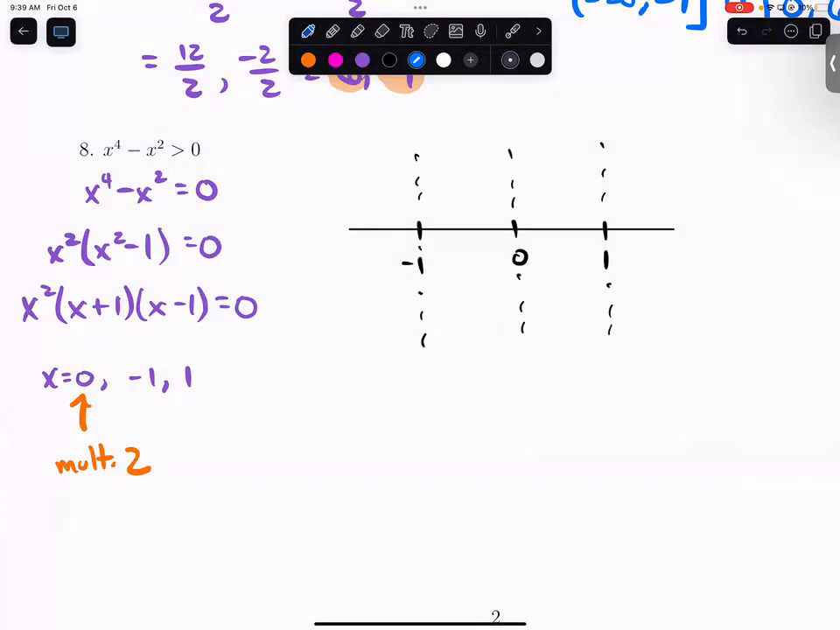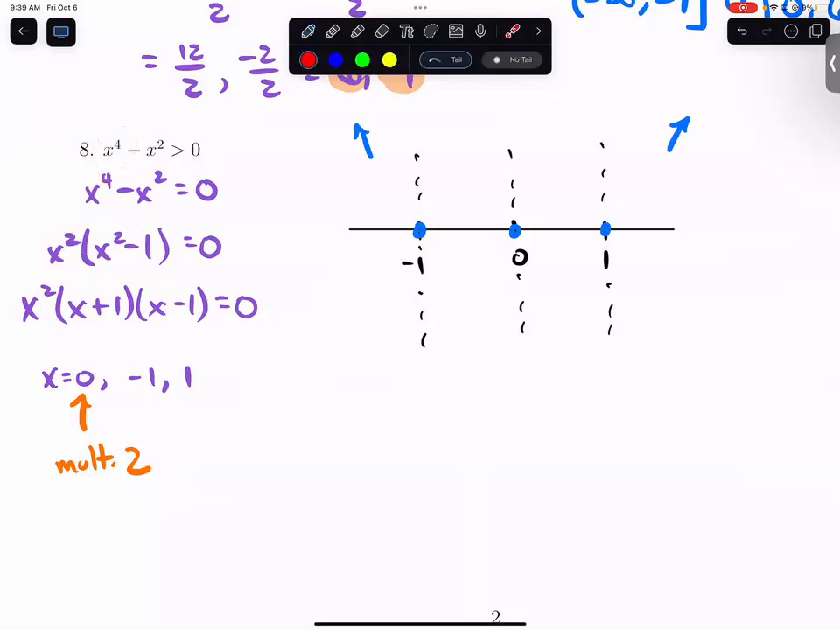Okay, so x to the 4th. So what do the ends look like? Same direction, both up, right? Even degree, positive leading coefficient, both ends point up then. And then we've got intercepts at these 3 points. And the one at 0 is multiplicity 2, so it bounces off, right?